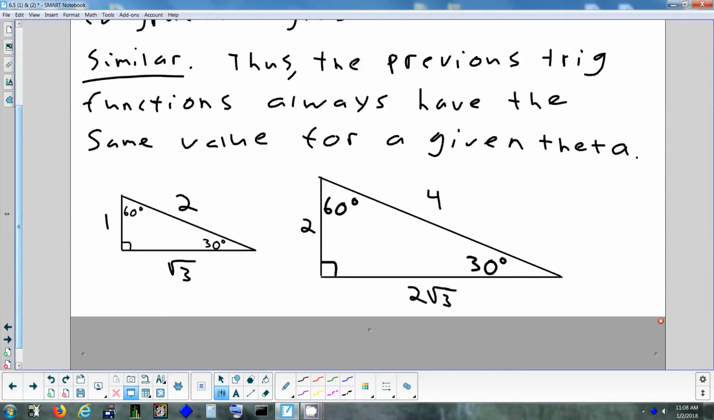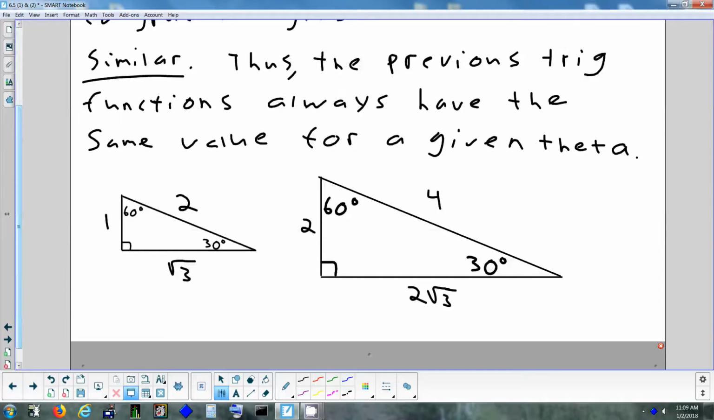Here are two similar triangles. They're both 30, 60, 90 triangles. The first triangle has legs of 1 and root 3, and the hypotenuse is 2. In the second triangle, it's twice as big. The legs are 2, 2 root 3, and the hypotenuse is 4. Let's just pick an angle. Let's pick the 30, and find the sine of it. Let's find the sine of 30 in the small triangle, and then we'll do it in the big triangle, and see if we really get the same answer.